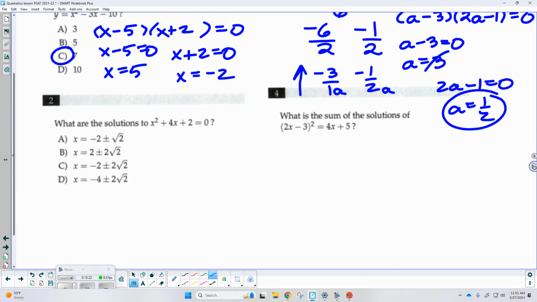Okay, so it says, what's the sum of the solutions of 2x minus 3 squared equals 4x plus 5? Now, we don't have the standard form just yet, so we need to do a little bit of algebra first. So we're going to expand this group right here. Now, it's been a while, but it's a perfect opportunity. Does anybody remember that rhyme that I gave you?